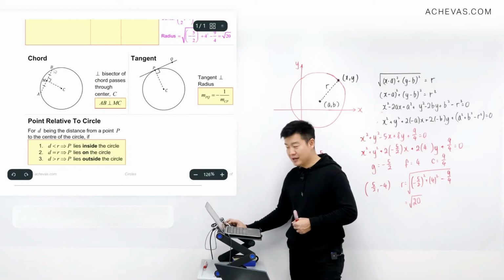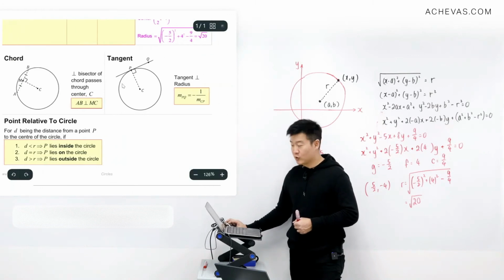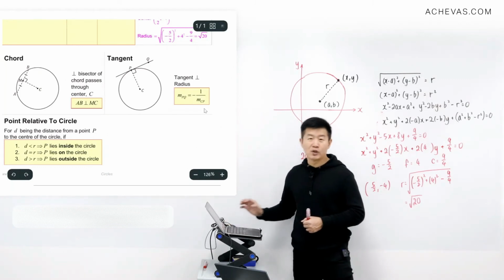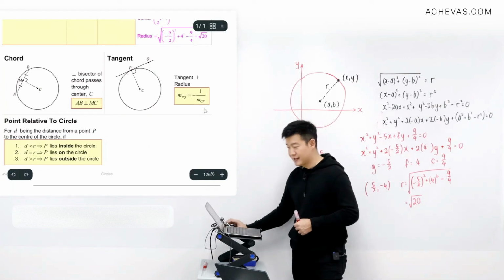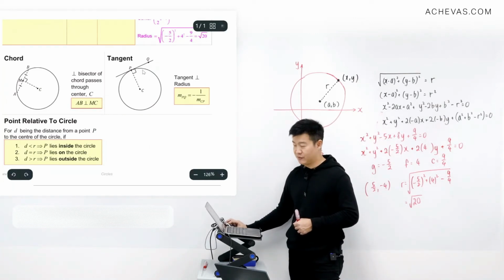So this AB here is going to be perpendicular to MC. And for the tangent to a circle, this tangent, this line, is actually going to be perpendicular to the radius of the circle, PC over here. That is why if this and this are perpendicular to each other, then the gradient of the tangent is going to be equal to negative of 1 over the gradient of the radius. That is going to be from point C to this point P, where the tangent was formed.